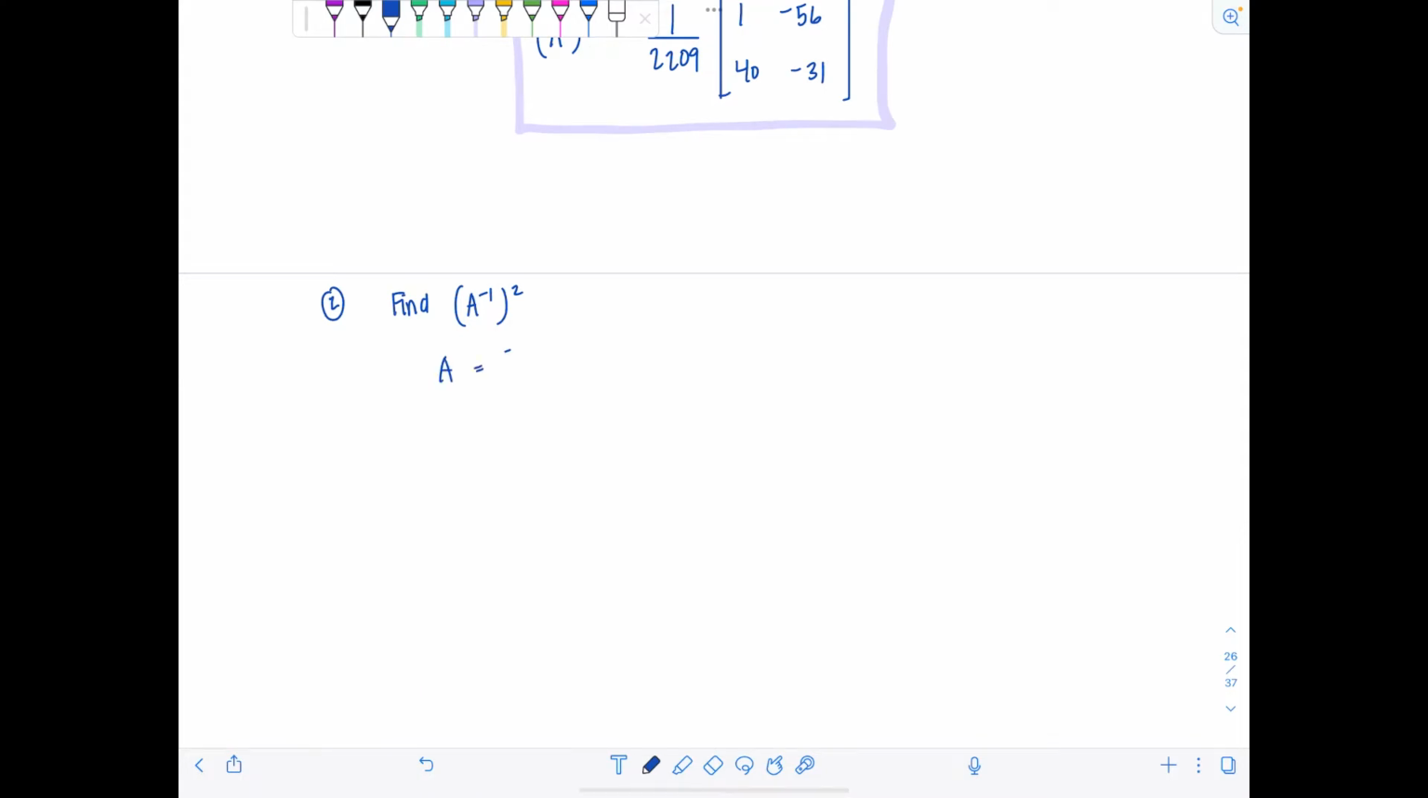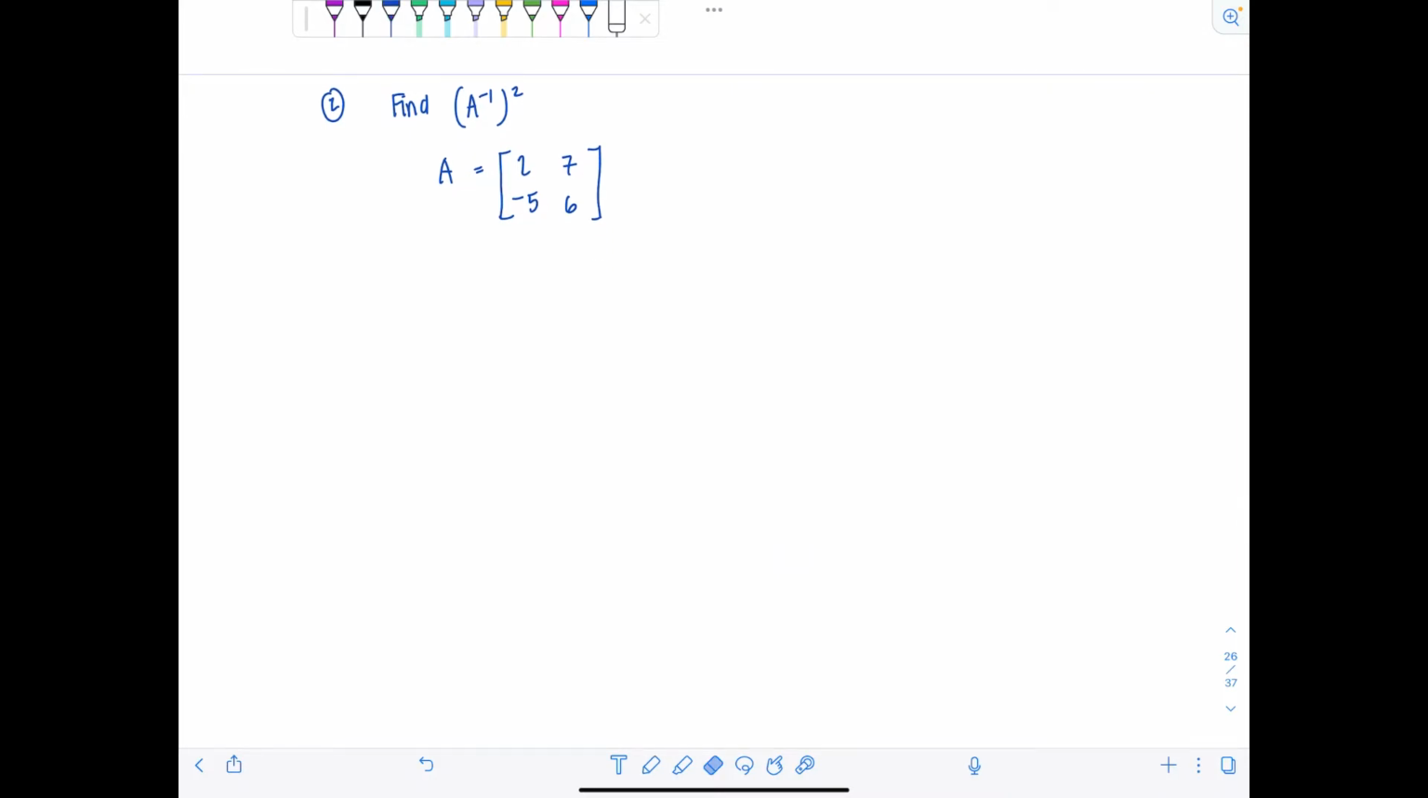So just to remind you, matrix A is 2, 7, negative 5, 6. Okay, let's find its inverse. So we've got here, same process that we just did, A, then we're going to write the identity matrix on the right. So we have here 2, 7, negative 5, 6, 1, 0, 0, 1. Okay, this is going to be nice, right? Because we don't have such bizarre numbers.